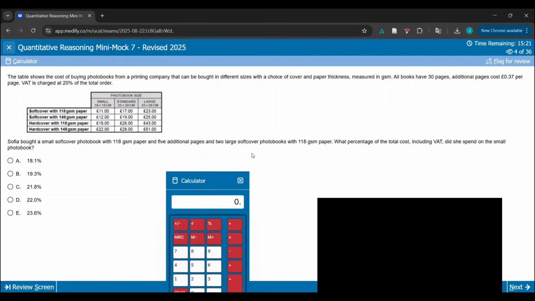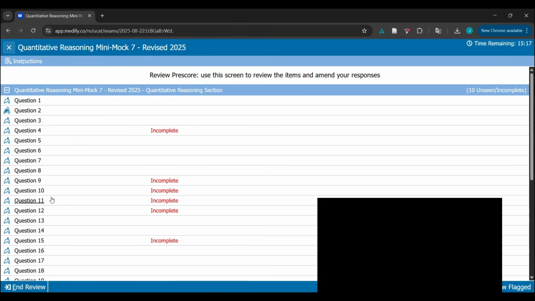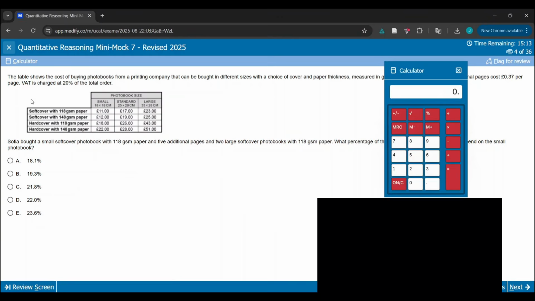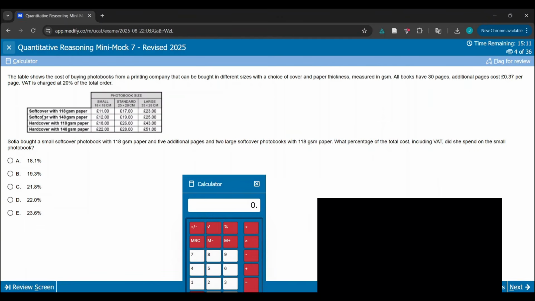Is there anything about additional pages in any of these questions? Actually, I just want to check. Additional pages. No. Okay. So bought a small soft cover photo book with 118, 11, and then 0.37 per page plus 0.37. Half of that is going to be 1.85. So 12.85. Just write that down.